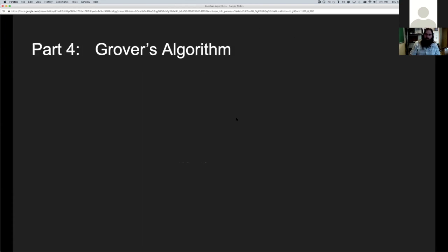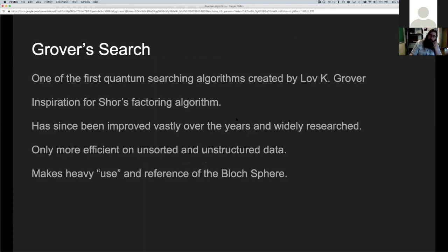So now I want to get into Grover's algorithm, which I have a lot more detailed research on because it's a part of my thesis. Grover search is one of the first, maybe even the first, quantum searching algorithms, by Lov K. Grover. It was a huge inspiration for Shor's factoring algorithm, and both have since been improved vastly over the years. The big thing about Grover's is it's only efficient on unsorted and unstructured data. If you give it sorted, structured data, it's not going to do as well.